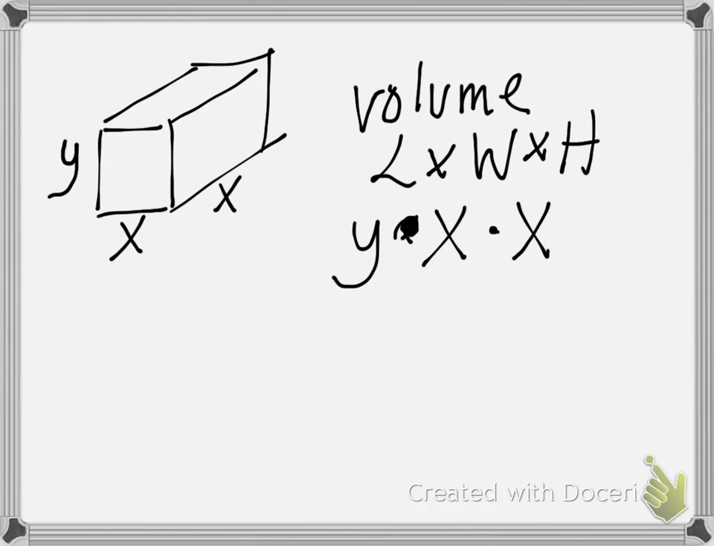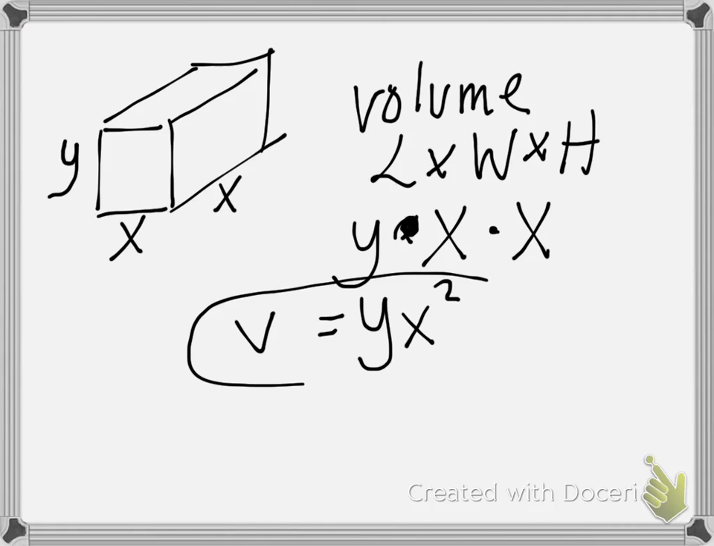Think about the last section. If you had x times x, isn't that x squared? So the volume of this 3D container is y x squared. Or you can say x squared y. It doesn't matter which one goes first. A lot of times the authors will go in alphabetical order.